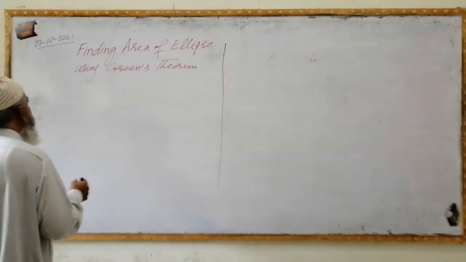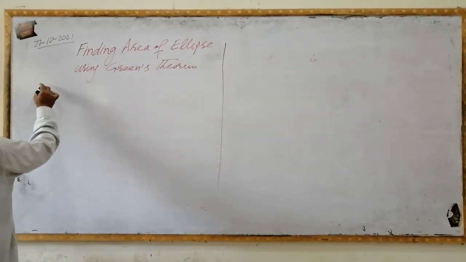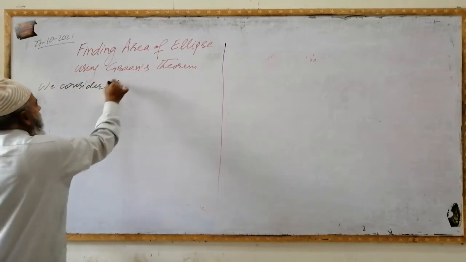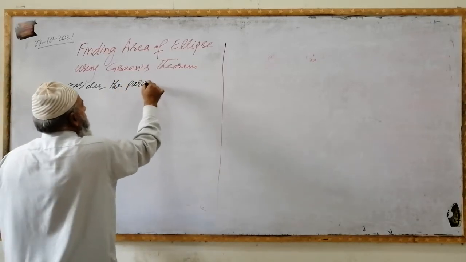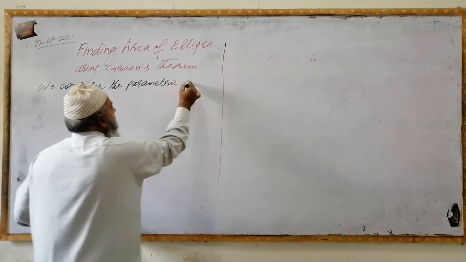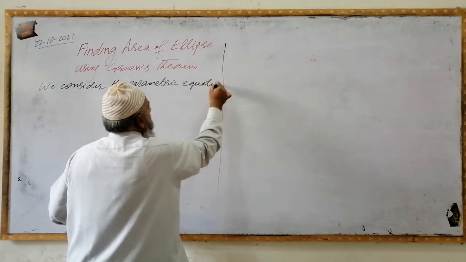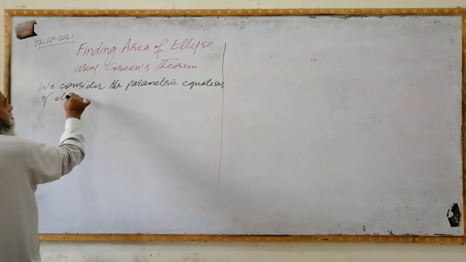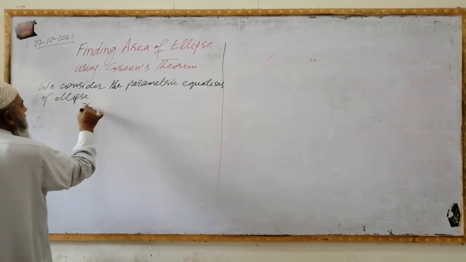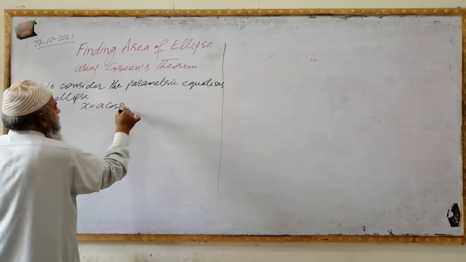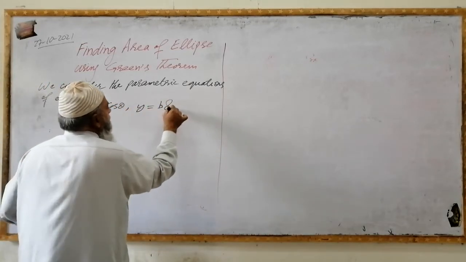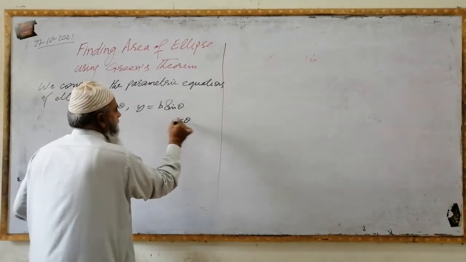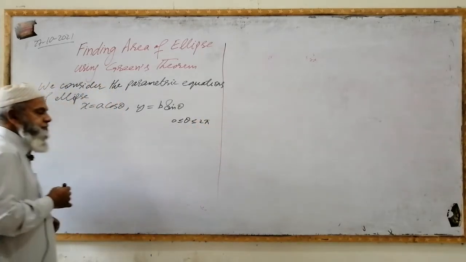For this, we consider the parametric equations of the ellipse, which are x is equal to a cos theta, y is equal to b sin theta, where theta is the parameter, and theta varies from 0 to 2 pi in the case of ellipse.